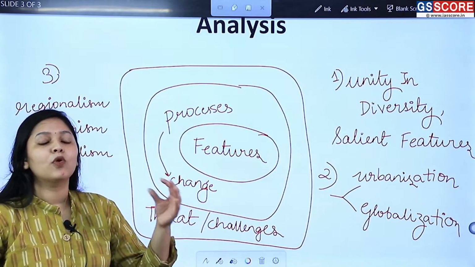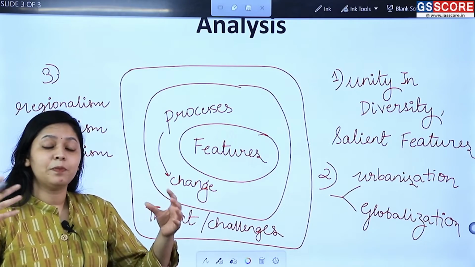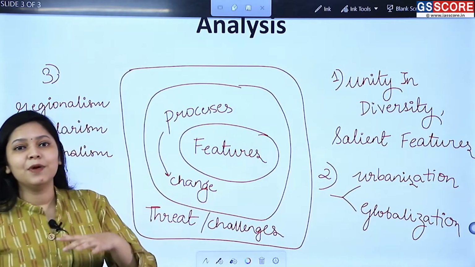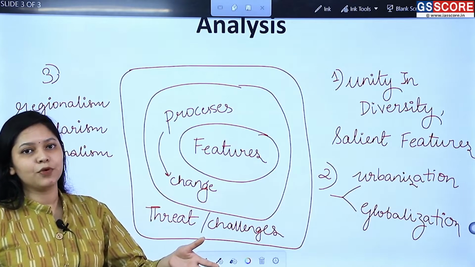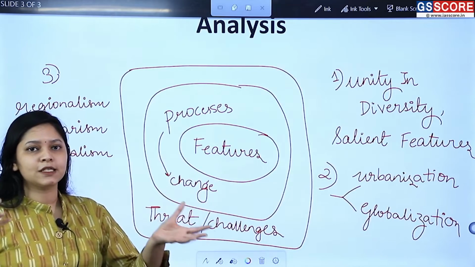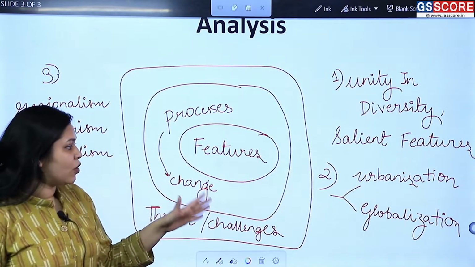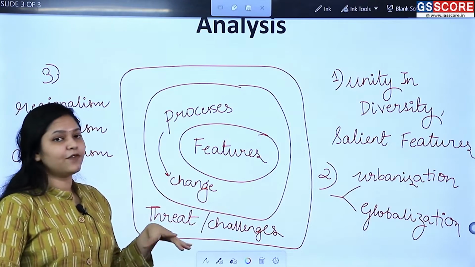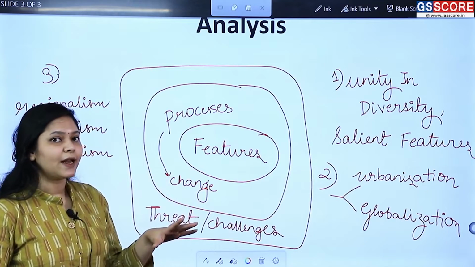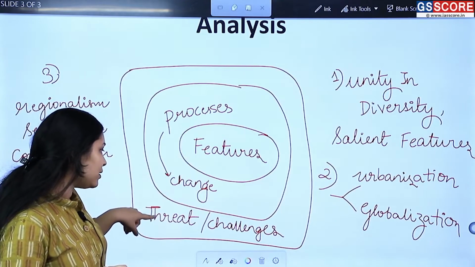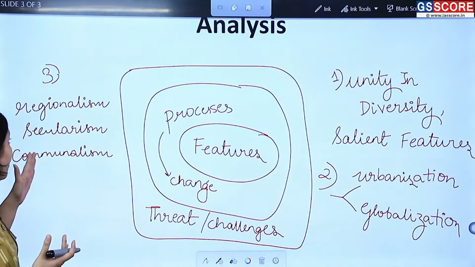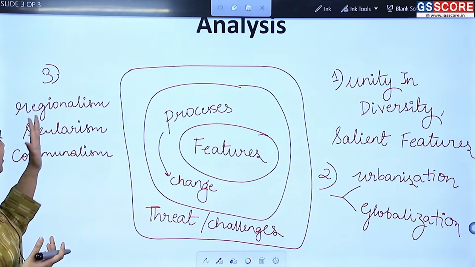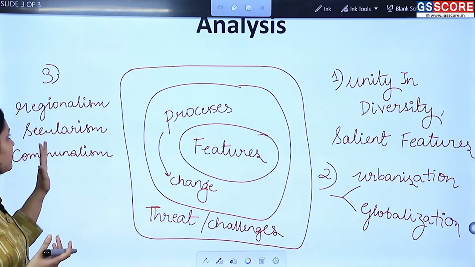It could be now more composite, it could be multicultural, but also incorporating urban ways of lifestyle, incorporating even more cultural plurality, even more globalized sense of identity. And because of these processes, there has been a change in the character. Now what are the threats or the challenges arising in this kind of a situation? Because of the plurality, regionalism, secularism and communalism.